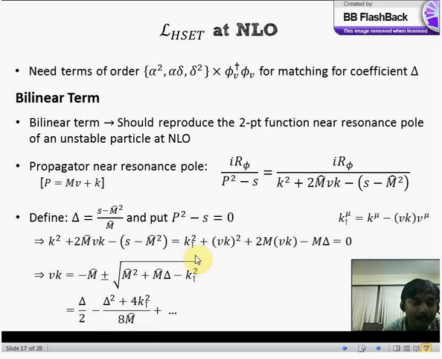We have also introduced this variable k transverse, which is nothing but the part of k which is not in the direction of v mu. So if we do a binomial expansion from this step to this step, we get this kind of relation between v.k and delta and k transverse.